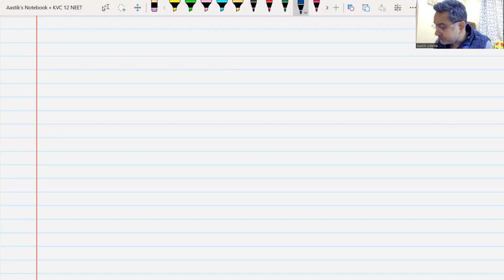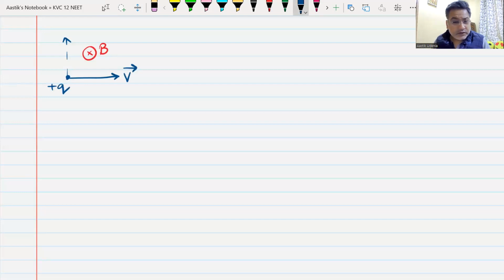Let us take the first example. Let us say velocity is here like this and the magnetic field is going inside, B inside, and the charge, let us say, is a positive charge, plus Q charge. So how will I get the magnitude and direction of magnetic force? We can easily understand that force will be equal to Q into V into B into sine of 90, as the angle is 90. So force will become QVB. That is the magnitude of the force.